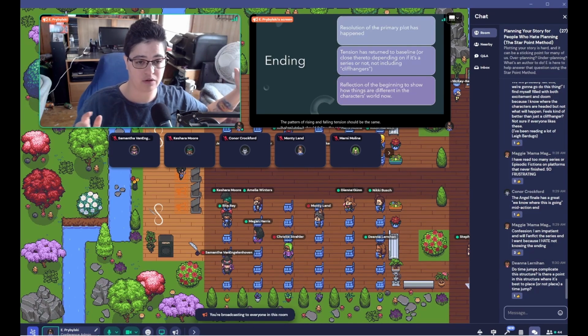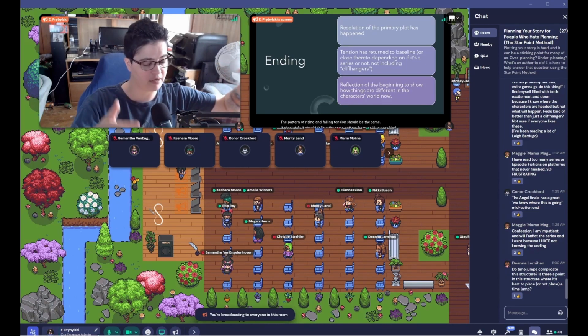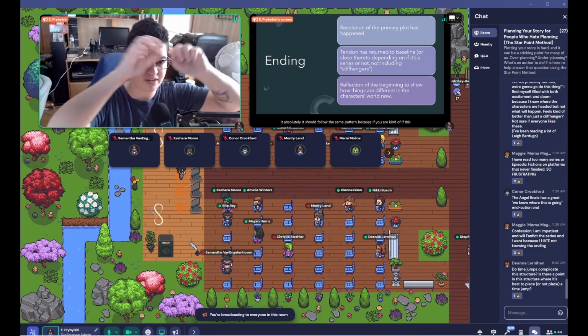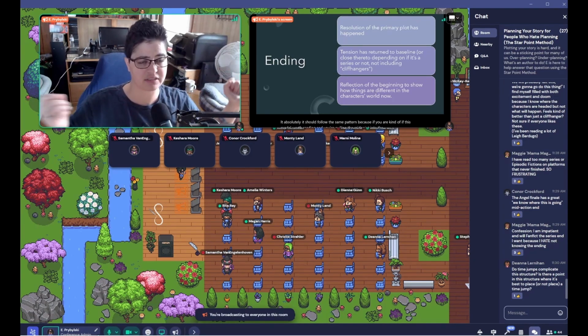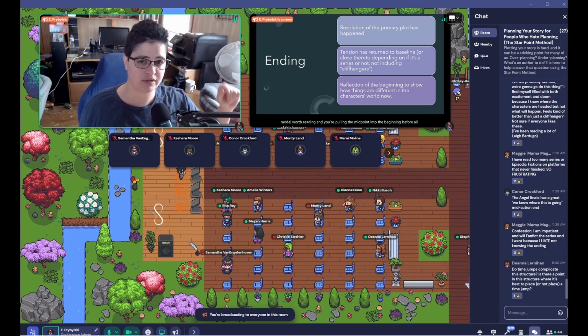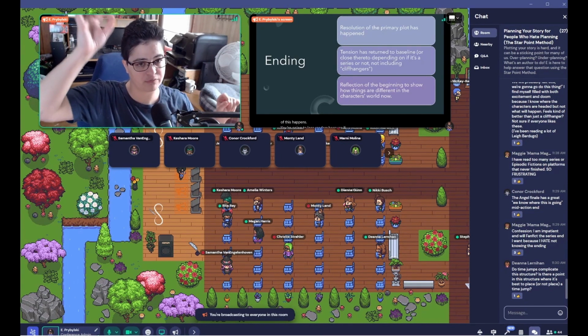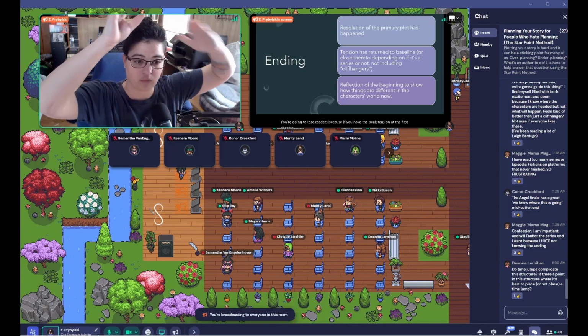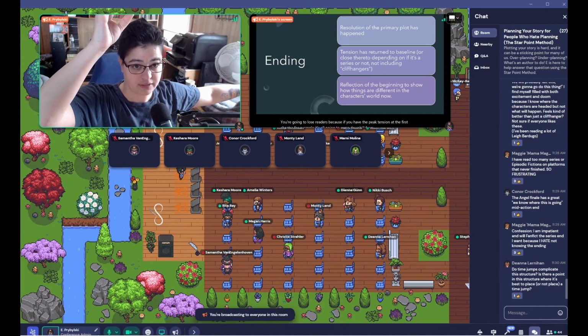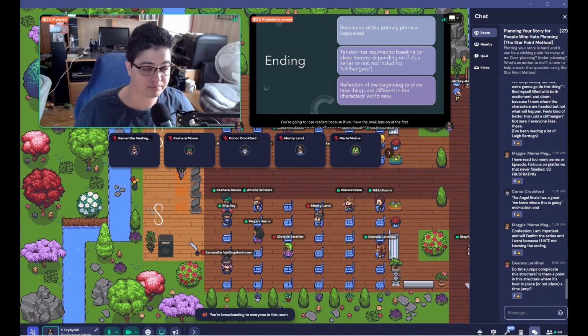Because if this model were 3D and you're pulling the midpoint into the beginning before all of this happens, you're going to lose readers, because if you have the peak tension at the first chapter, for example, it's all going to ramp downhill from there in tension. And it's going to be boring.